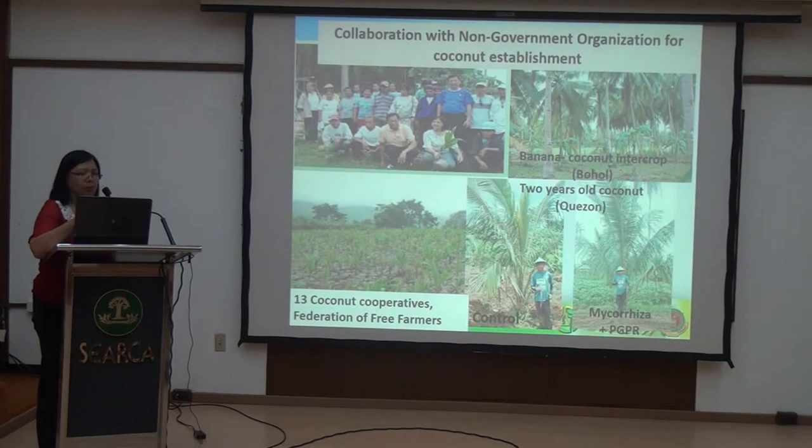And then our group, we started collaborating with another type of organism called PGPR, the plant growth promoter. The group of Dr. Montemayor collaborated with us to help rehab the coconut plantation. So we did it in 13 sites all over the country. We used the multipurpose cooperatives who were the recipient of these coconut seedlings. And so this was in Bohol, but then the establishment niya and the Mycorrhizal Association also helped the banana interplanted.